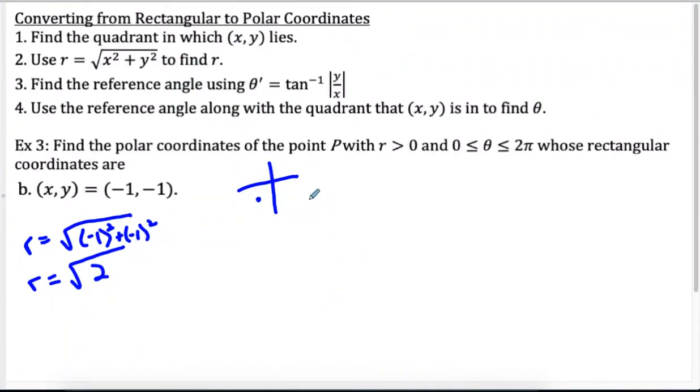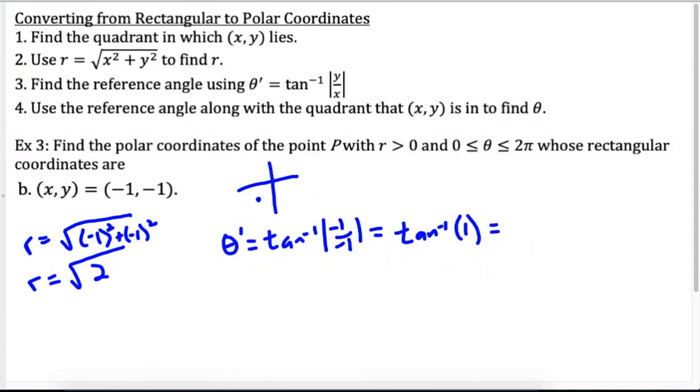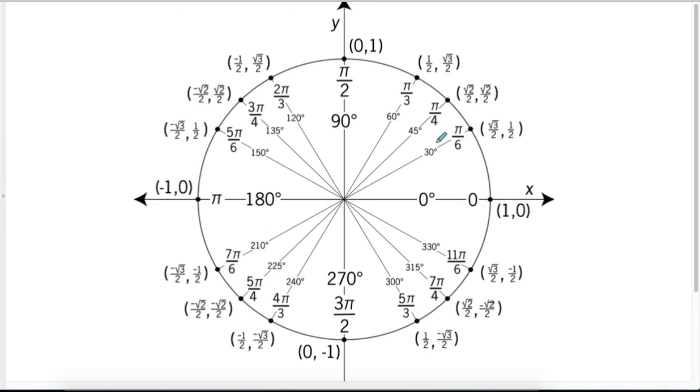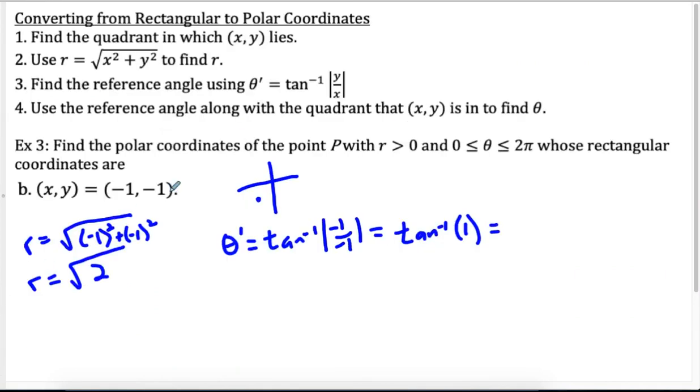So now, let's find our reference angle. Reference angle is going to be the inverse tangent of the absolute value of -1 over -1, which would just be the inverse tangent of 1. So if we go to our unit circle, we want to find where tangent equals 1, that's going to occur here, because square root of 2 over 2 over the square root of 2 over 2 would be 1. So that means my reference angle is pi over 4, or 45 degrees.